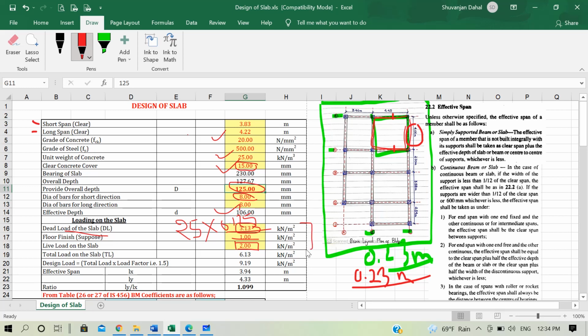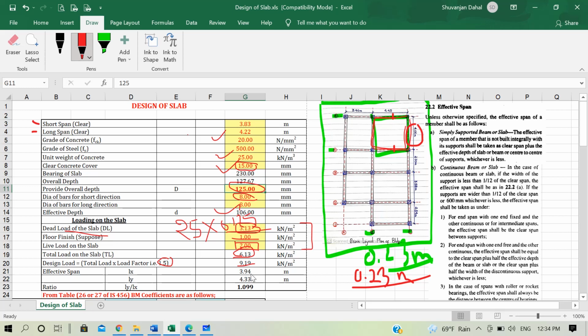So add these three loads and you get the total service load on the slab is 6.13 kilonewton per meter square. You have to multiply it by load factor of 1.5 to get design load. You will get 9.19. 6.13 into 1.5 is 9.19. So after that, find the effective span.